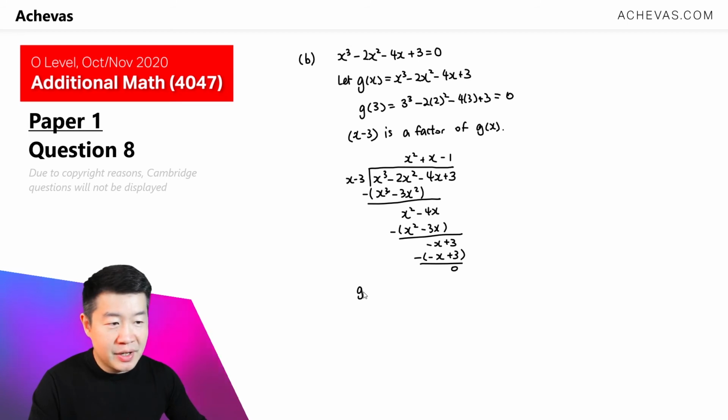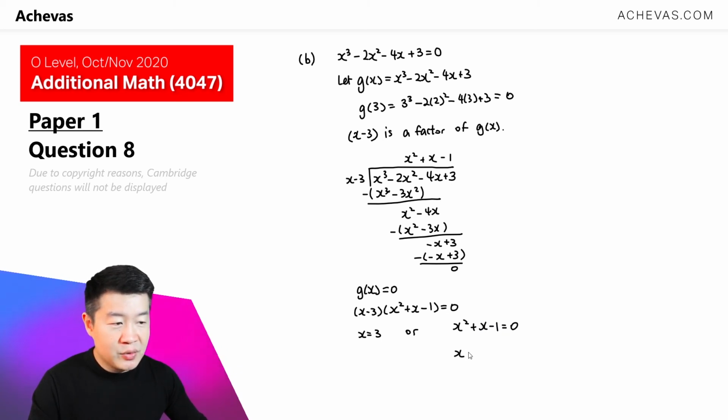This means that g(x) can now be re-expressed. If I were to let g(x) be equal to 0, it can now be re-expressed in terms of its factors. One is x minus 3, the other one is a quadratic factor, which is x squared plus x minus 1. This is equal to 0. So x is equal to 3. This is one of the roots. And the other roots can be found by letting x squared plus x minus 1 be equal to 0.